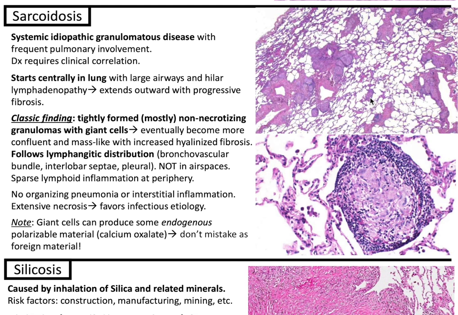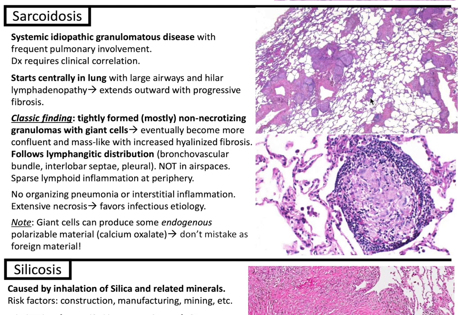The classic finding is these tightly formed, mostly non-necrotizing granulomas with giant cells. Eventually, they become more confluent and mass-like with increased hyalinized fibrosis. It follows lymphangitic distribution like bronchovascular bundle, interlobular septae, pleura.